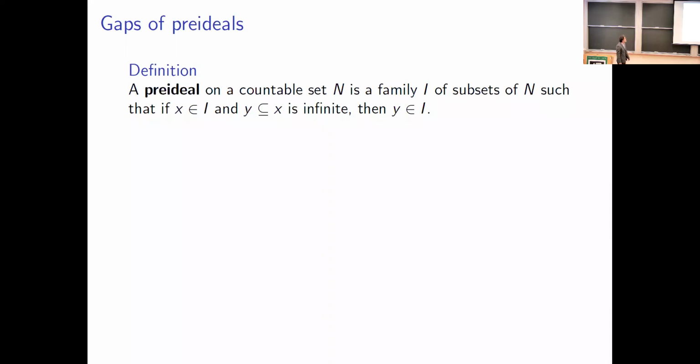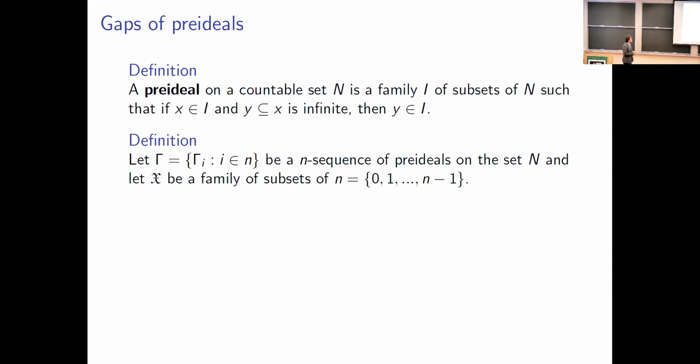And also, one thing you should keep in mind: what is a preideal? It is an open subset of beta N, or if you like, an open subset of beta N minus N. It's not a regular open set. Ideals are typically regular open sets. This is simply an open set. Okay, so you have a sequence of such, indexed by a finite set.